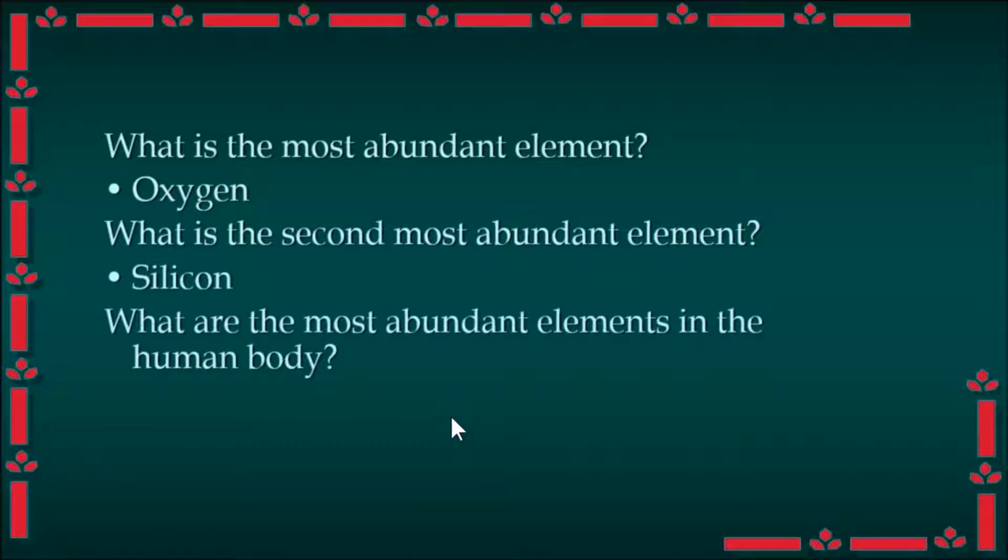What are the most abundant elements, the three most abundant elements that we are made up of? Oxygen, carbon, hydrogen. He is on fire now after being completely frigid cold up until this point.